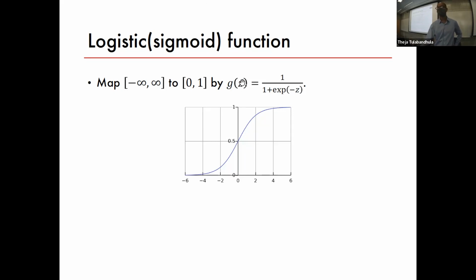Since it's a function of one variable, one input, we can plot it, right? So if you plot it from minus 6 to 6, and if you just compute G of z for z equal to minus 6, it's almost close to 0.